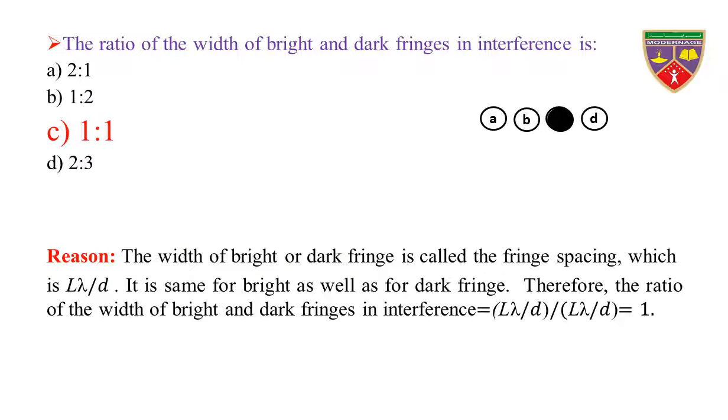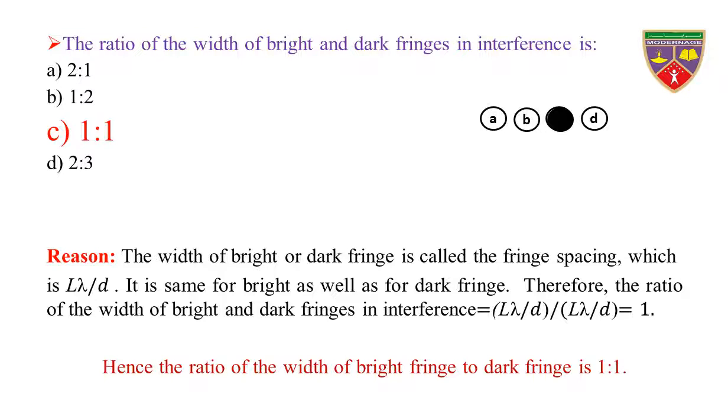Reason: the width of a bright or dark fringe is called the fringe spacing, which is Lλ/d. It is the same for bright as well as for dark fringes. Therefore, the ratio of the width of bright and dark fringes in interference is (Lλ/d)/(Lλ/d) = 1. Hence, the ratio of the width of bright fringe to dark fringe is 1 to 1.